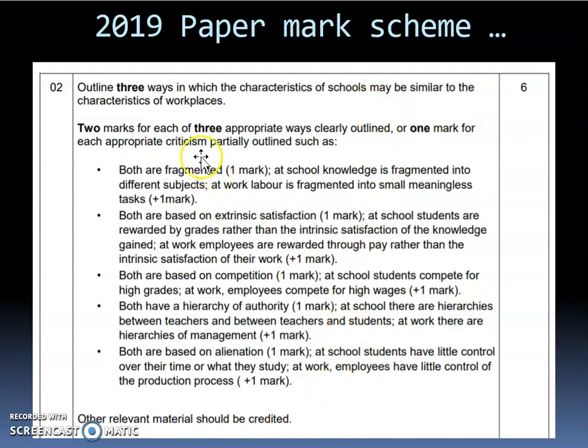So for example here, you might get 1 mark for saying it's fragmented, and then you need to give an example of what is fragmented in school, so different subjects, and then show this is similar to the workplace being fragmented into small meaningless tasks. It was not enough to say both have a uniform, for example. That would have got you 1 mark.